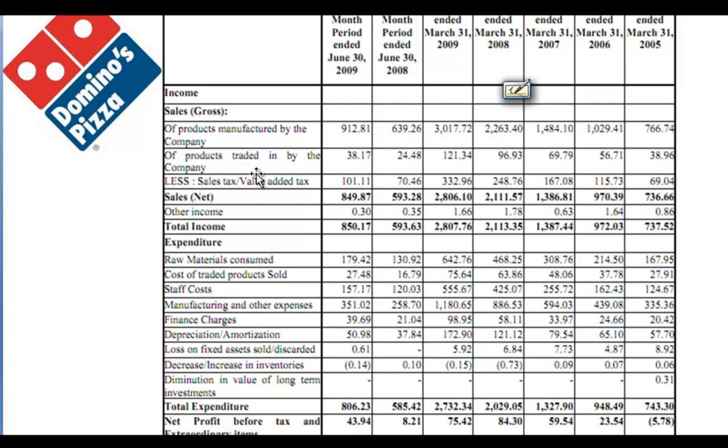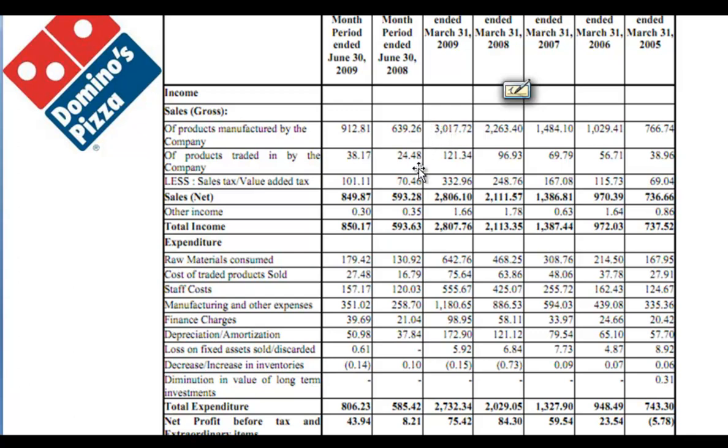The second one, you see that we didn't use that in our simple income statement here. We just said number of pizzas sold. But you see the real pizza company, it says sales from products traded in by the company. What that specifically means here in Domino's is, you must have noticed when you go to a Domino's, pizza is not the only thing they sell there.